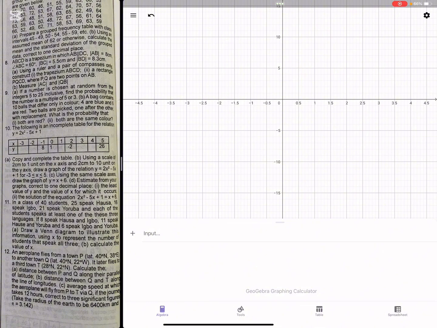Oh, I think that's good. Okay, that's good. 2 centimeters to 10 units on the y-axis and 2 centimeters to 1 unit on the x-axis. Yes, that's the scale I want.